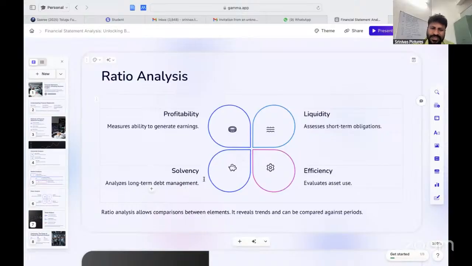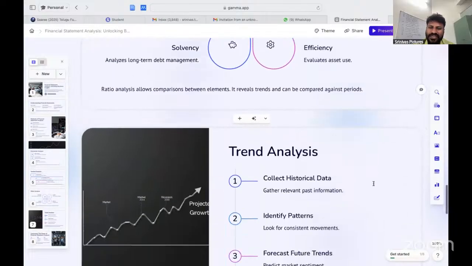And solvency position. Solvency position talks about long-term debt management. Whatever amount you invested in the debt and equities, that talks about how it is going to generate the revenues. And the next one is the efficiency ratios. Efficiency means whatever total assets we are using, whatever total debt we are using, according to that value, whether they are generating the revenues or not, that we are going to talk. So this is the type of ratio analysis.